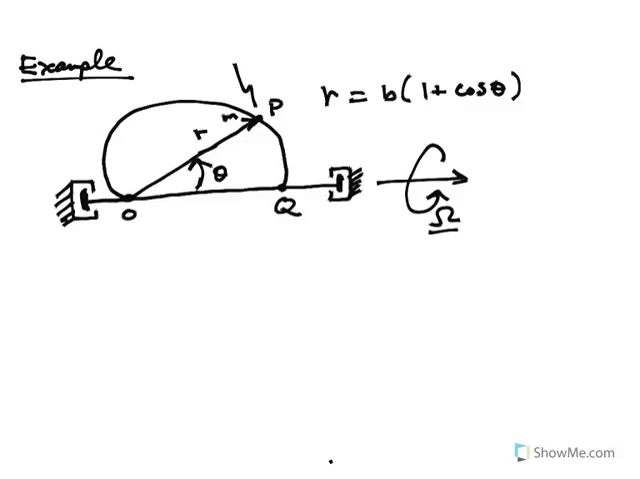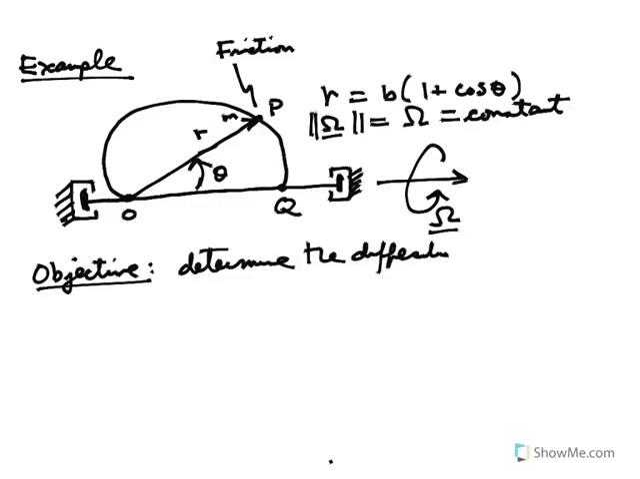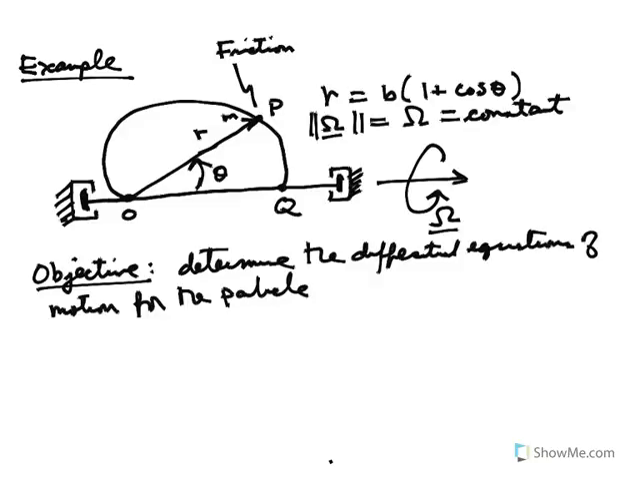I'm also going to assume in this problem that there's friction, but I'm not going to state ahead of time what type of friction. We're going to look at both types of friction. And in order to make the problem a little bit more tractable, I'm going to assume that this angular velocity in magnitude is equal to a constant. Now, that's the setup. The objective of this problem, which is what we've been doing in other problems, is to determine the differential equations of motion for the particle in terms of the angle theta.